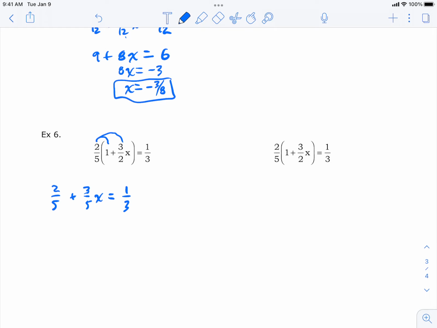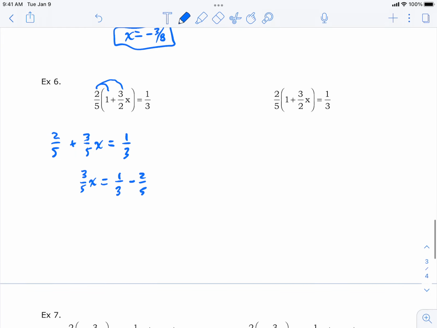From here, what should I do? Well, I can leave the 3/5 x alone, but I should be subtracting that 2/5 on both sides, right? Now to do this, I need a common denominator. My common denominator would be 15ths. So times 5 times 5, I got a 5/15. Times 3 times 3, I got a 6/15. So 3/5 x equals, I subtract the 5 minus the 6, I get a negative 1/15.